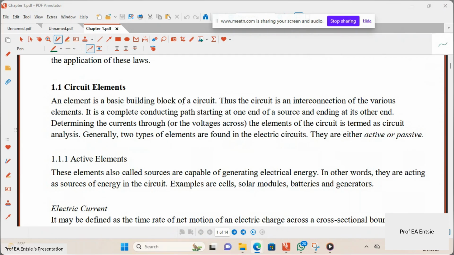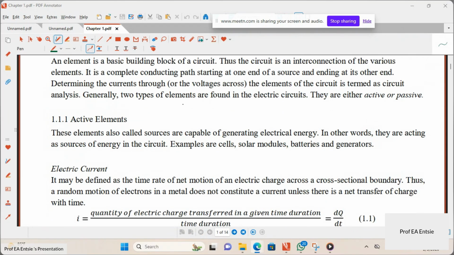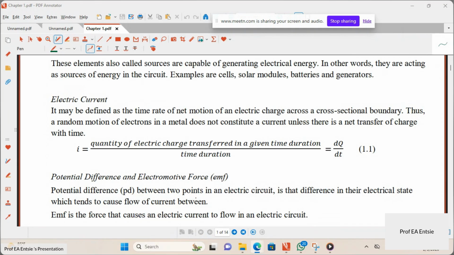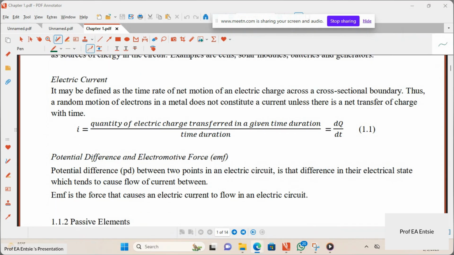So circuit elements, of course, you know that they are the loads. There are two types of elements in a circuit: the active or the passive. Active elements are capable of generating electrical energy, power, as I said. In other words, they act as sources of energy in the circuit. So cells, batteries, solar modules, generators, microgrid solar modules, all of these are active elements. They produce energy.